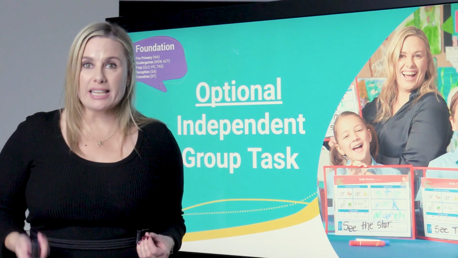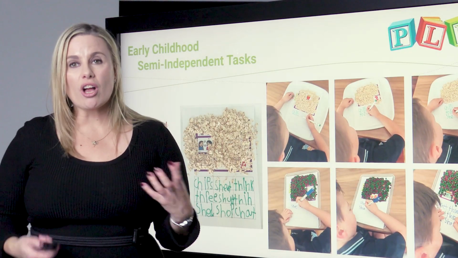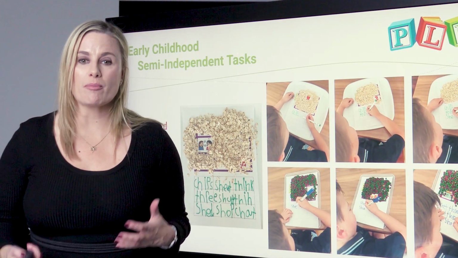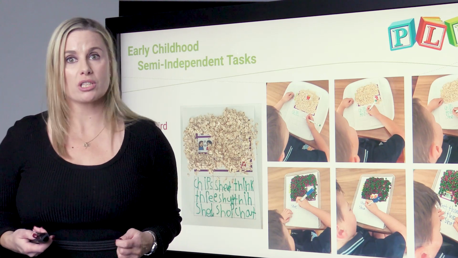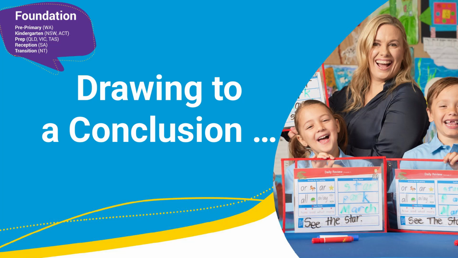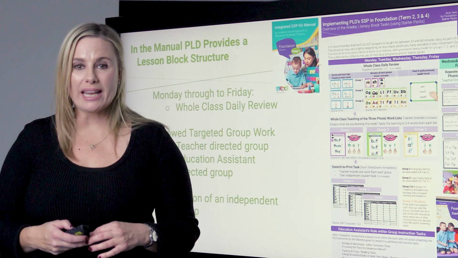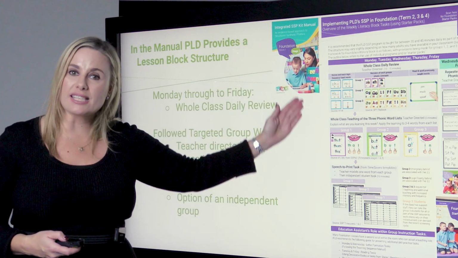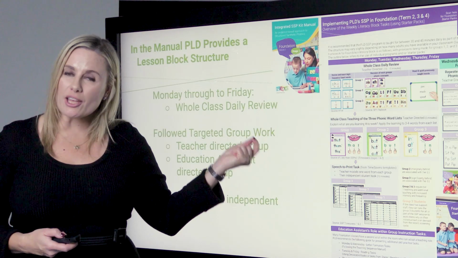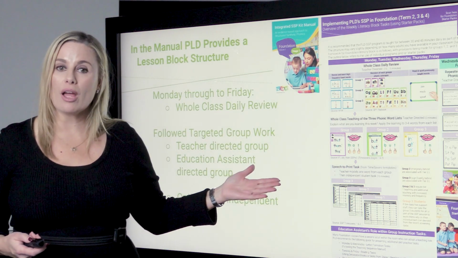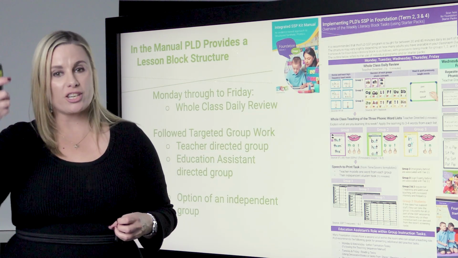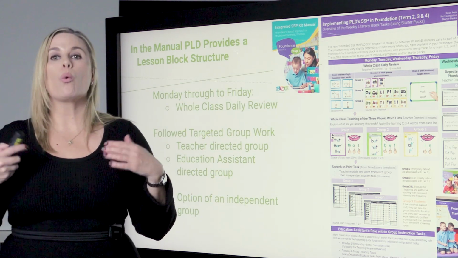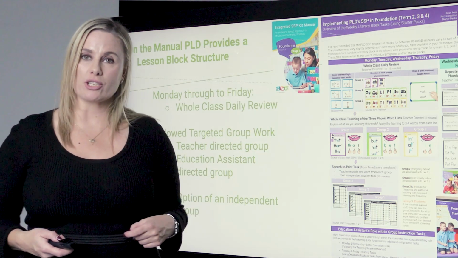There is an option for an independent group task, an early childhood semi-independent group, but please be mindful that adding a third group will add 15 minutes to your literacy block time. In the SSP Kit manual, PLD provides you with a lesson block structure. It is a Monday through to Friday whole class daily review, followed by targeted group work, a teacher-directed group task, followed by an education assistant directed group task, with the option of a third independent group.